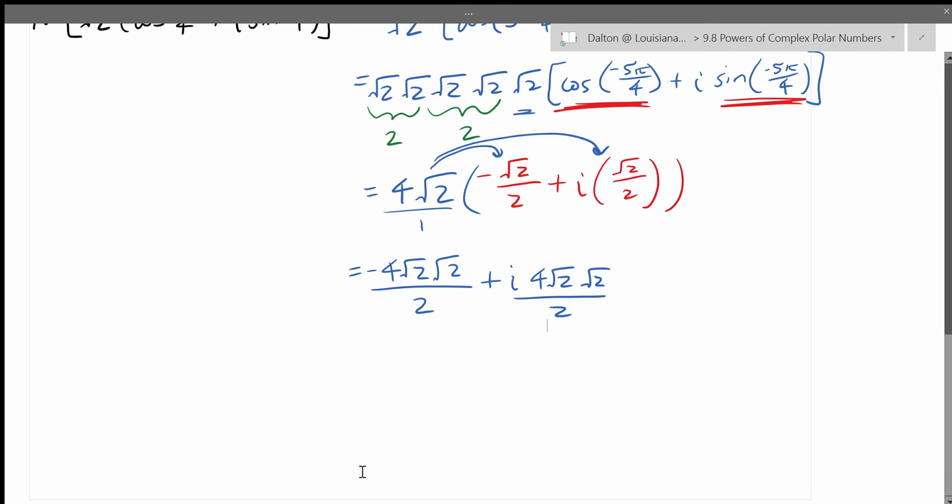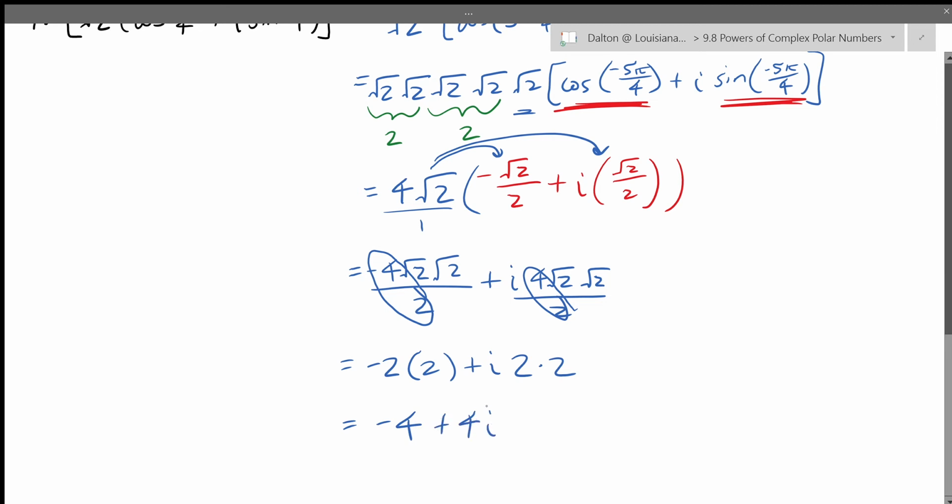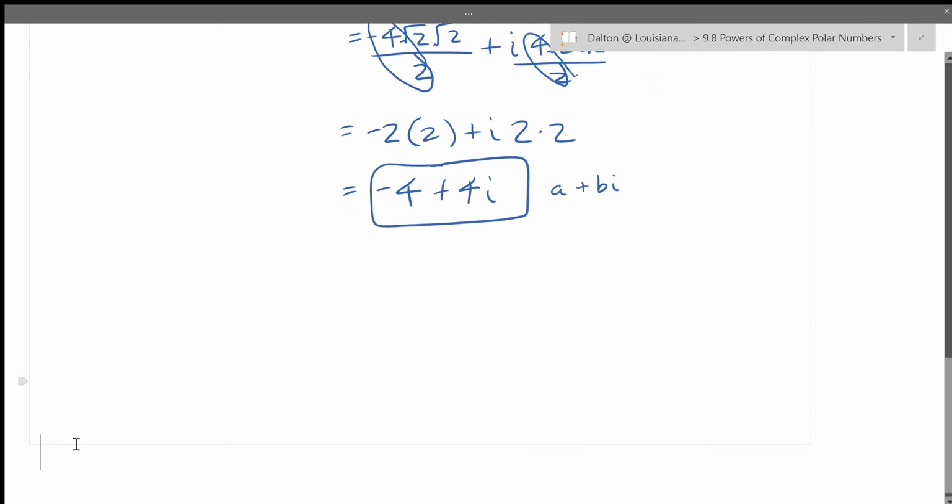And then if we simplify this, negative 4 divided by 2 is negative 2. Square root of 2 times square root of 2 is just 2. Plus i times, again, 4 divided by 2 is 2. Square root of 2 times square root of 2 is 2. And then to rearrange this to be rectangular form, we'll say negative 4 plus 4i. This is in the form a plus bi, where those are explicitly separate from each other. So there's one type of example.